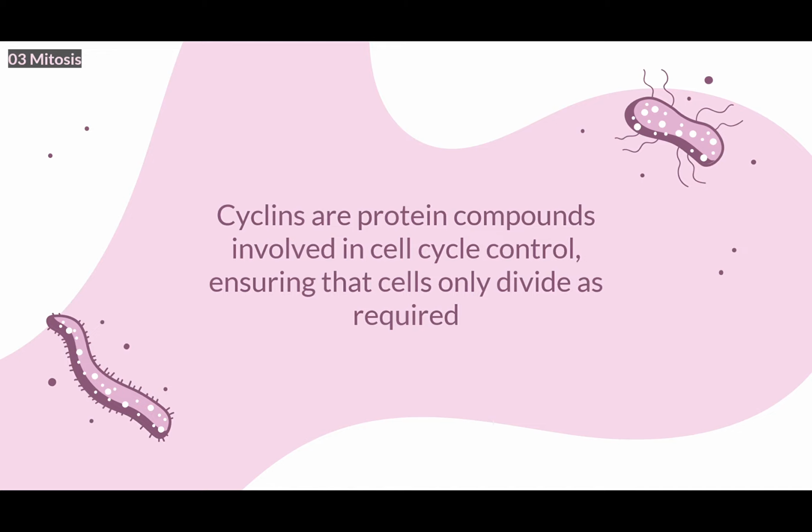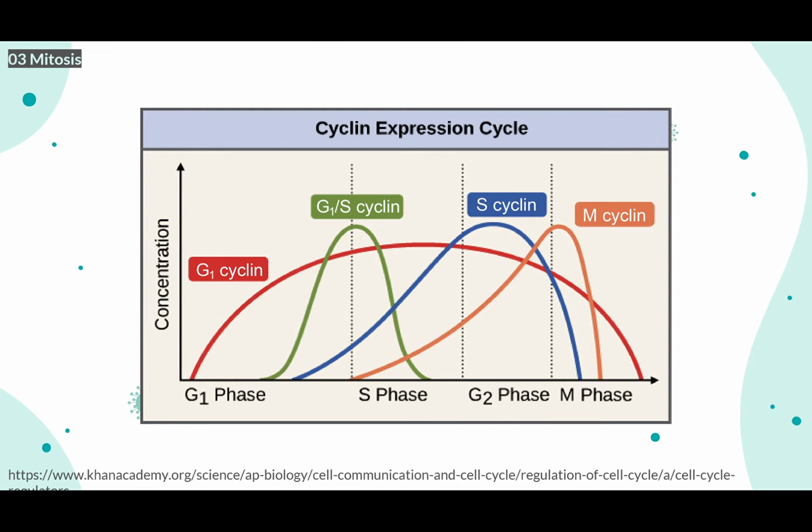And this phosphorylation works like this: first the cyclin binds and activates the CDK, the cyclin-dependent kinase. Then in the second part, the CDK activates target proteins to regulate the cell cycle. And lastly, the cyclin is destroyed, allowing this cycle to occur again. And here we have the cyclin expression cycle throughout the cell cycle.